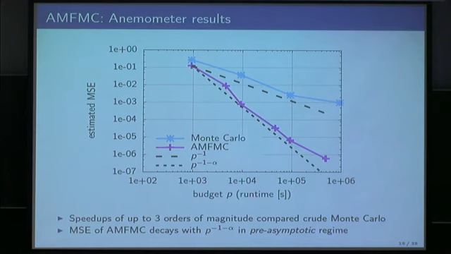Okay, and these are the runtime results. We have here the budget p, or the runtime that we are ready to invest, versus the mean squared error. We see here classical standard Monte Carlo that uses the high fidelity model alone, and we see here this AMFMC approach. Now, speedups are obtained here in the end of about 2 orders of magnitude compared to using only the high fidelity model.